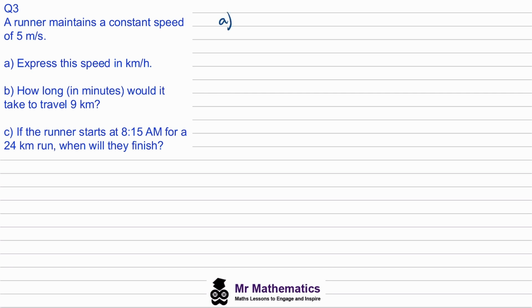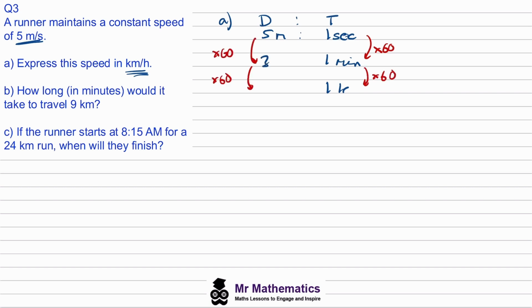For question A, we're given 5 meters per second and we need to convert it to kilometers per hour. So the distance to time, 5 meters every second. So we need to work out the time for 1 minute and then for 1 hour. If we multiply both sides by 60, we'll get 300 meters every minute and then 18,000 meters every hour. We'll divide it by 1,000 and we get 18 kilometers per hour. So that's part A.